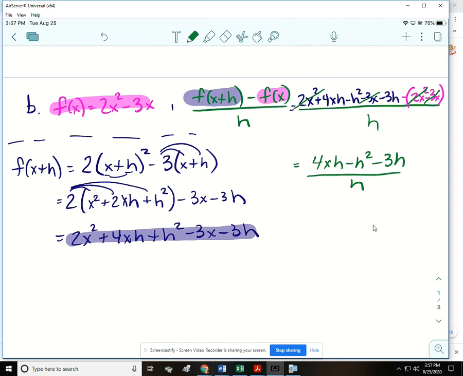Now at this point, this is how these problems all work out. So pretty much everything that doesn't have an h subtracts away. And then you're ready to reduce everything by h, because all three of these terms have an h. So I can reduce them all. I'm canceling an h out of each term, and that leaves us with 4x minus h minus 3. That is the value of the difference quotient.